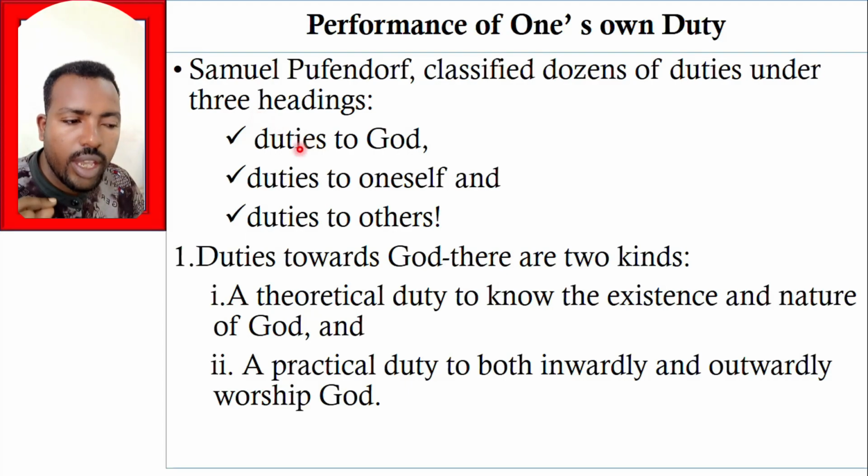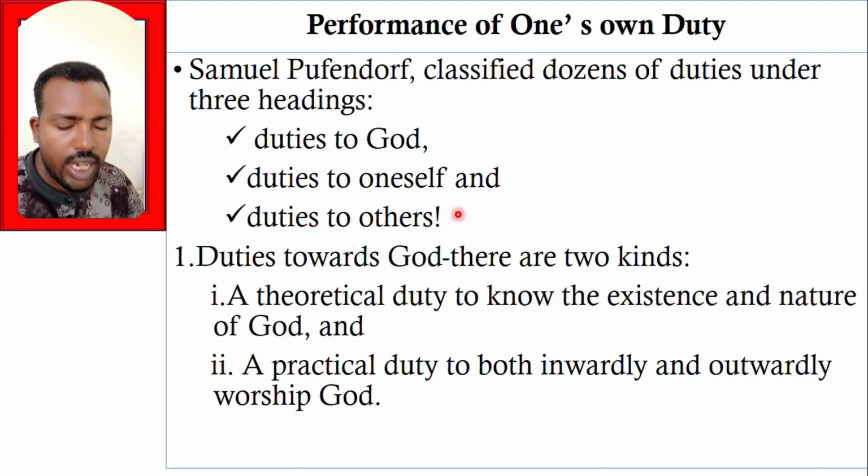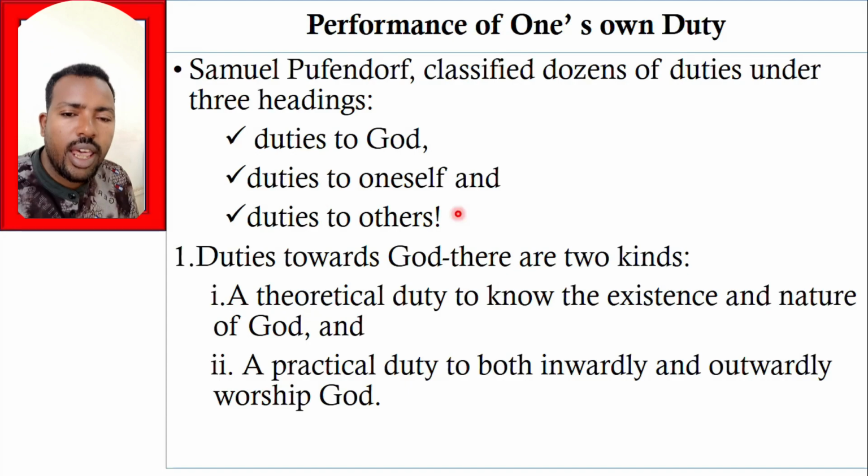There are three headings that he put, three duties that we have as a human. That is, duty to God, duty to oneself, and duty to others. So these are major duty categories that we have to look into to discharge our duty and also fulfill the deontological requirement to make our action right and acceptable. Let us see each duty one after the other so as to get more understanding about those duties.